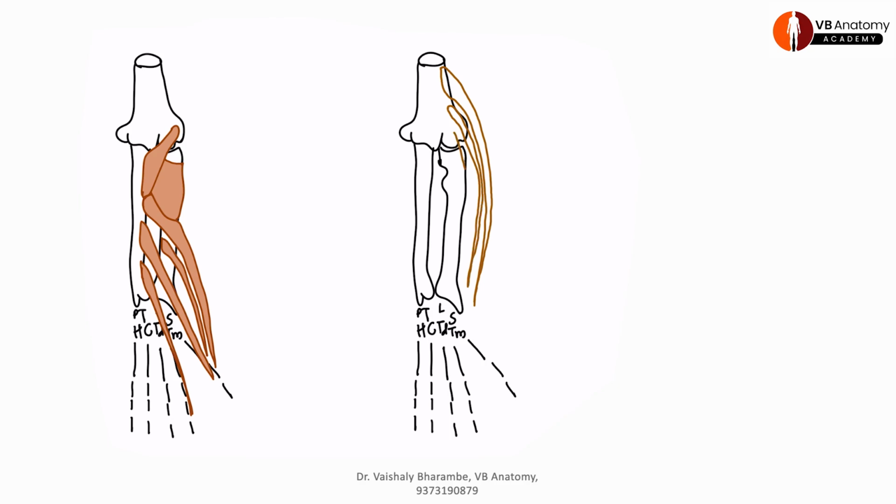and then extensor carpi radialis brevis. These three muscles are part of the lateral group of muscles. Okay, so let's color them. Brachioradialis, extensor carpi radialis longus, extensor carpi radialis brevis. Now let's draw the rest of the muscles.